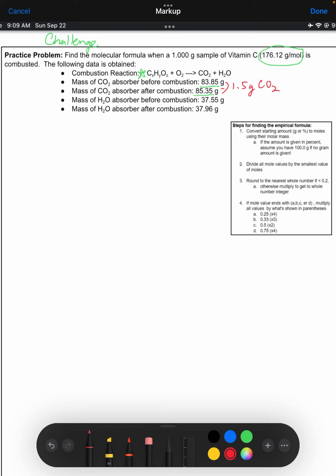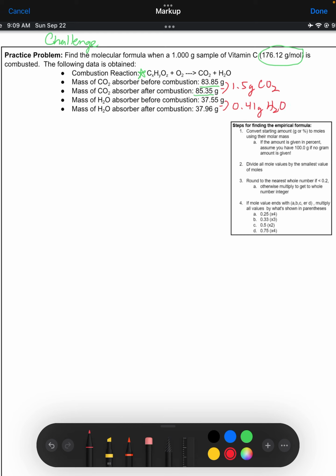reaction. Okay? We get a similar data piece for water. Our mass of water in the absorber before combustion is 37.55 grams. Our mass of water in the absorber after combustion is 37.96 grams. So again, if we subtract those values, we can get the amount of water from that reaction, which is 0.41 grams of water that formed in that reaction.